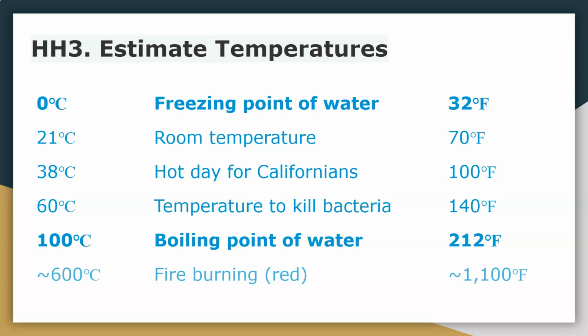And last but not least, a fire burning, roughly speaking, when it's in the red color zone, is going to be approximately 600 degrees Celsius, which is approximately 1100 degrees Fahrenheit. So once again, when you're going through that section, it might be good to have this as a reference so that you have a good idea of, roughly speaking, where the temperatures will lie.